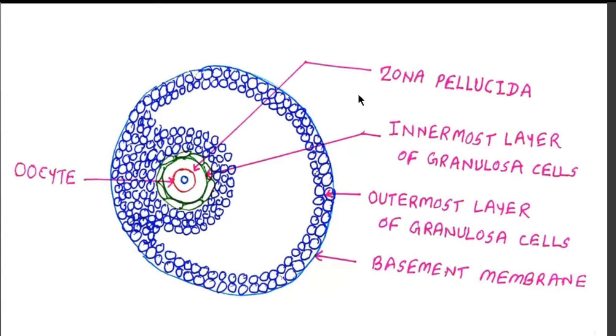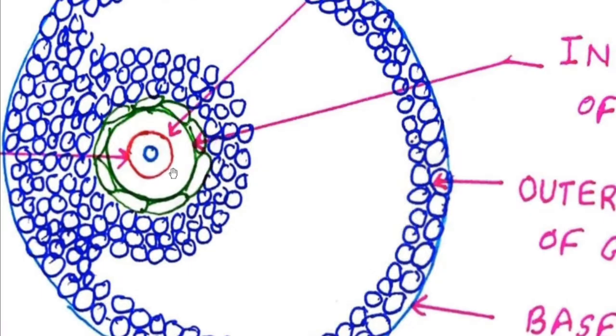We have seen, again we will see this figure, sorry. Look, this is the oocyte, and this is the zona pellucida that is formed over here. Surrounding that, these are the granulosa cells. Suppose that this green colored layer is also a layer of the granulosa cells. So this is the innermost layer of the granulosa cells, while this is the outermost layer of the granulosa cells.